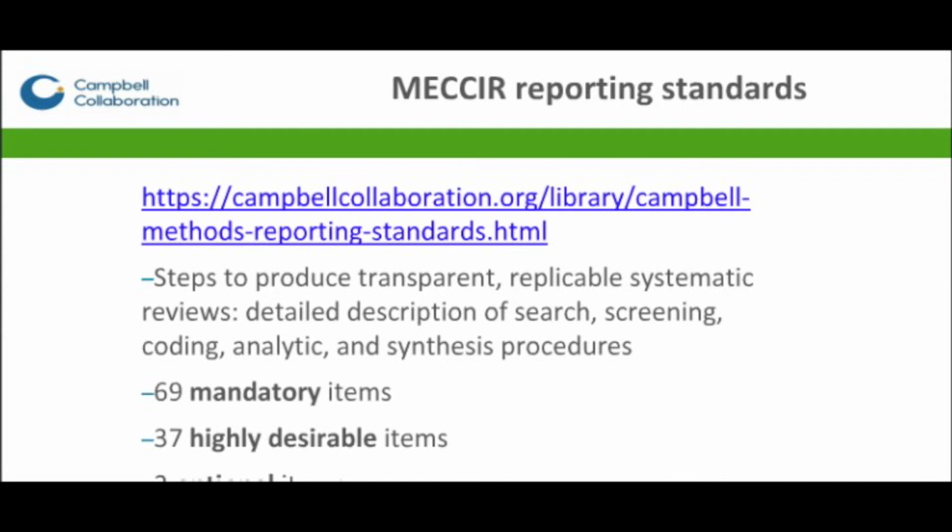The MECCIR reporting standards can also be found on the Campbell website. These are steps to produce transparent, replicable systematic reviews. They include providing a detailed description of the search strategy, providing a detailed description of screening processes, coding, analytic, and synthetic processes. For reporting, there are 69 mandatory items, 37 that are highly desirable, and 2 that are optional.